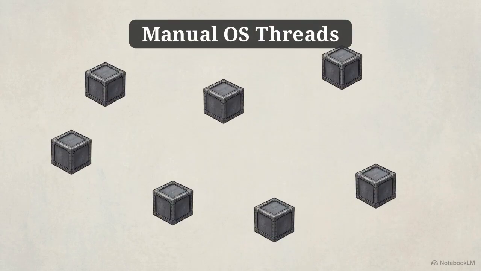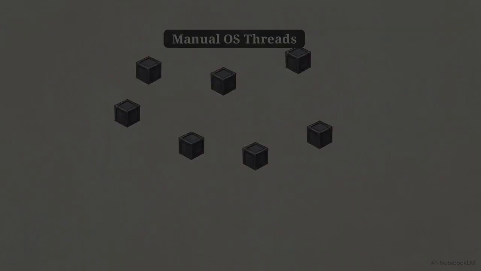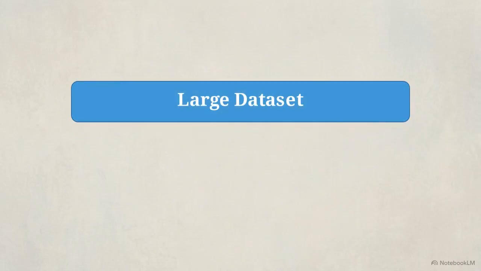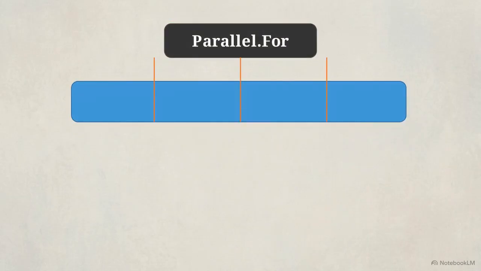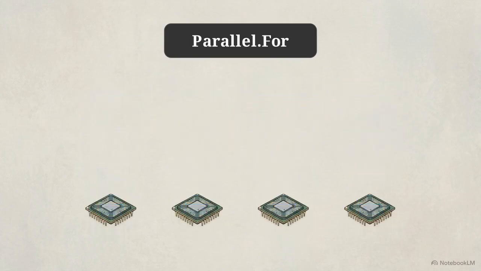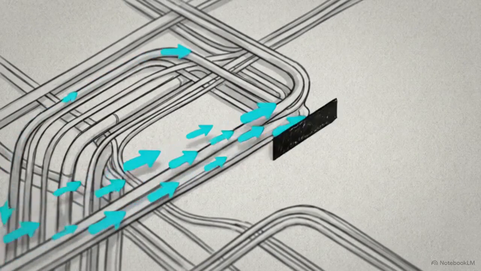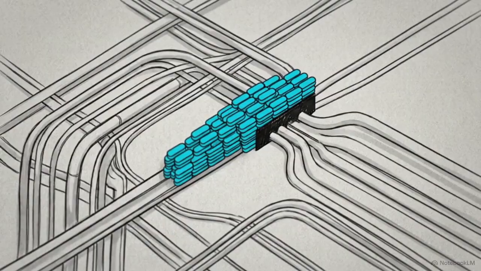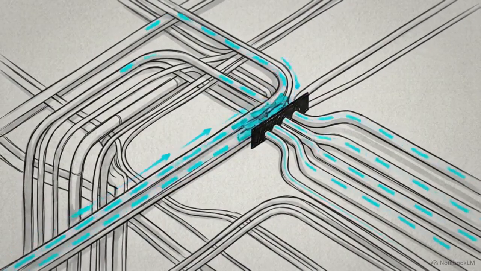Modern execution moves away from manual OS threads toward the task parallel library. Here, task objects act as lightweight work items that the CLR thread pool dynamically routes to available hardware resources. Tools like Parallel.For utilize this library to automatically partition large datasets, assigning each segment to a dedicated active core for parallel processing. This data parallelism is ideal for CPU-bound tasks, but I/O operations like database or network calls require a different strategy to avoid blocking threads.